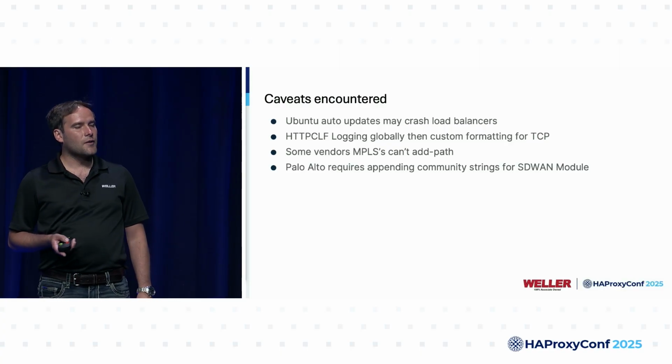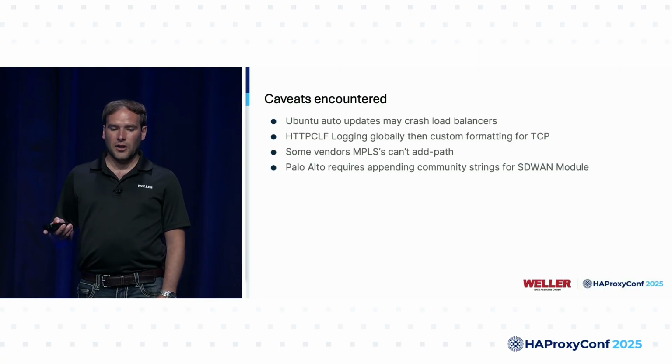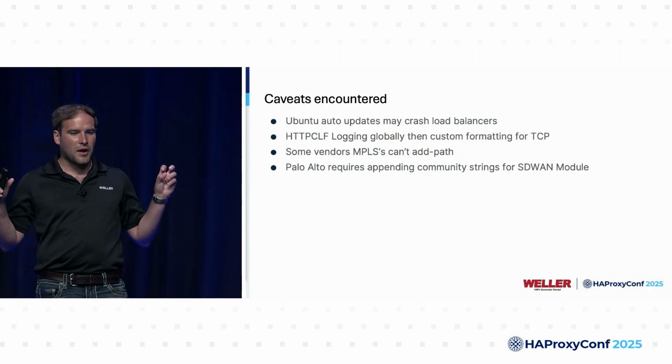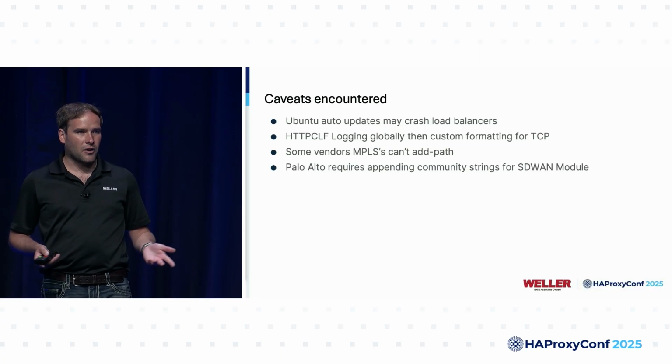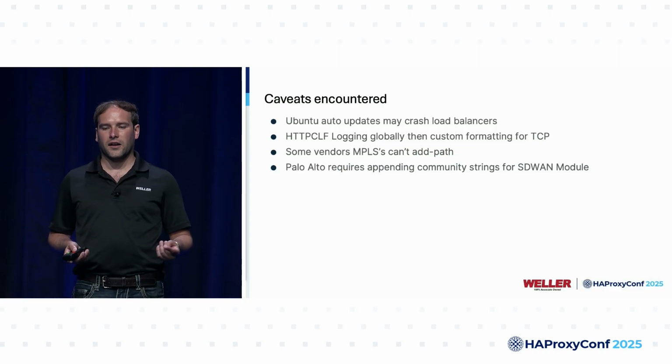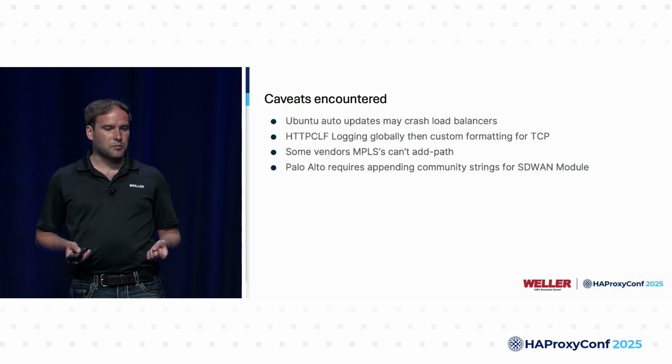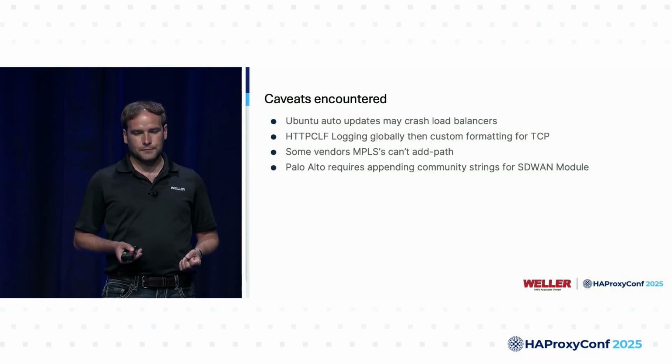Another issue we ran into is some MPLS providers won't advertise multiple paths for the same route. This is default BGP behavior, and some vendors won't turn on something called add path for you. So that's something to think about if you leverage MPLS in any of your backends. There's some workarounds like multi-hop BGP, but for now we're just living with it.